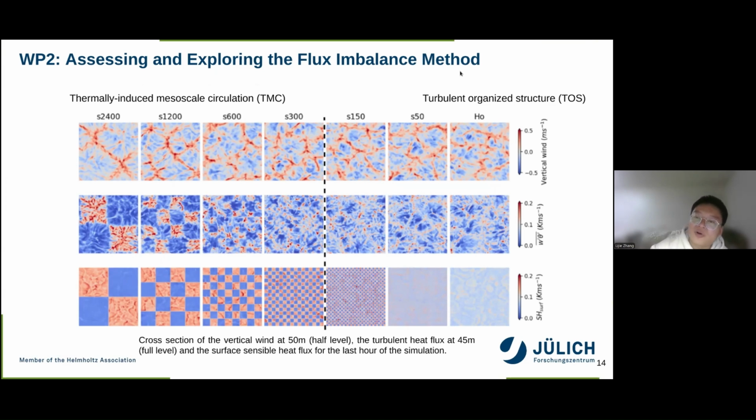We also made a homogeneous simulation here for reference, and we found that when the heterogeneity scale is small enough, the structure is kind of randomized. We can say we found two different secondary circulations dominating the atmosphere, determined by the heterogeneity scales here. We have the thermally induced mesoscale circulations, and we also have the turbulent organized structure circulations here.